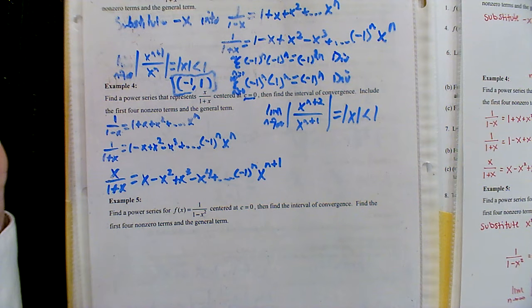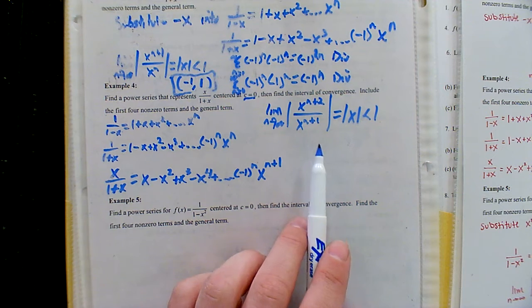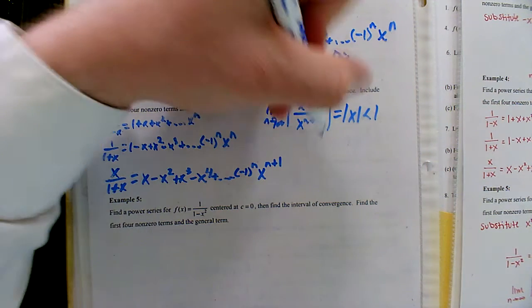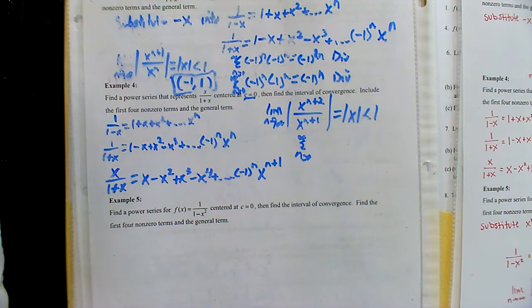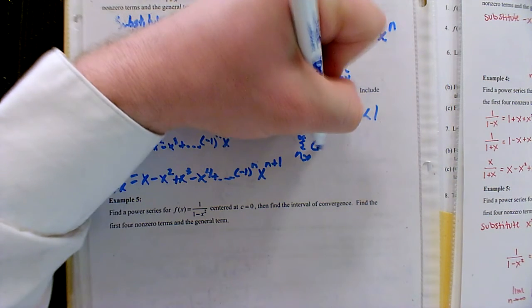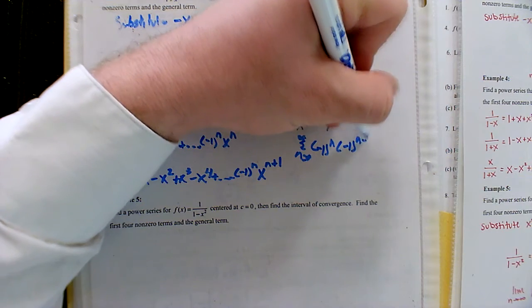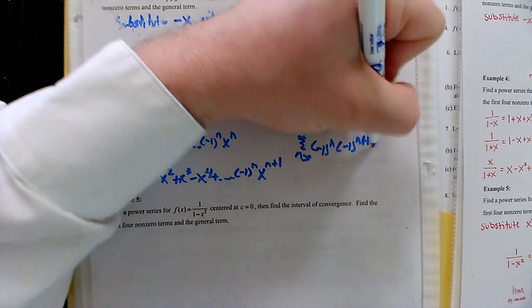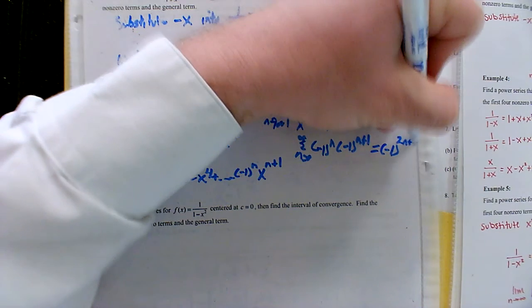So our radius, once again, is 1 for this problem. So it's going to be negative 1 to 1 again, and we just have to double check our endpoints. So again, you're plugging that back in. We would have the summation from 0 to infinity of negative 1 to the n, negative 1 to the n plus 1. So that's negative 1 to the 2n plus 1.